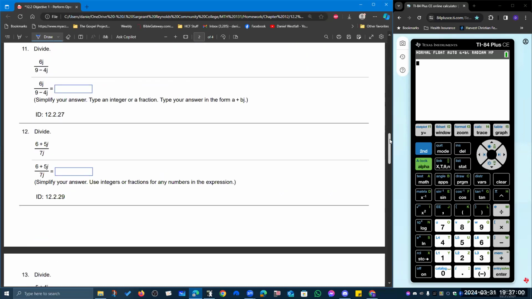Now we're going to divide 6j divided by 9 minus 4j. We talked about conjugate pairs already. We're going to have to multiply top and bottom by the conjugate pair here.